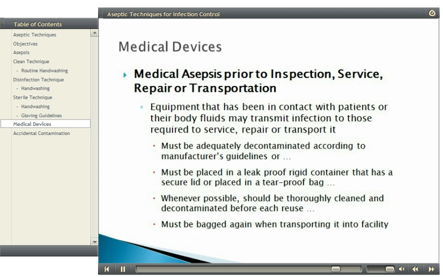Medical devices. Medical asepsis prior to inspection, service, repair, or transportation. Equipment that has been in contact with patients or their body fluids may transmit infection to those required to service, repair, or transport it. It must be adequately decontaminated according to manufacturer's guidelines, or must be placed in a leak-proof rigid container that has a secure lid or placed in a tear-proof bag. Whenever possible, it should be thoroughly cleaned and decontaminated before each reuse. It must be bagged again when transporting it into the facility.